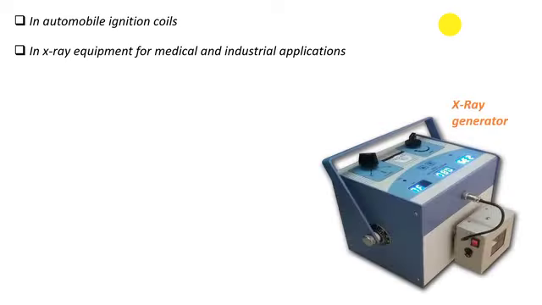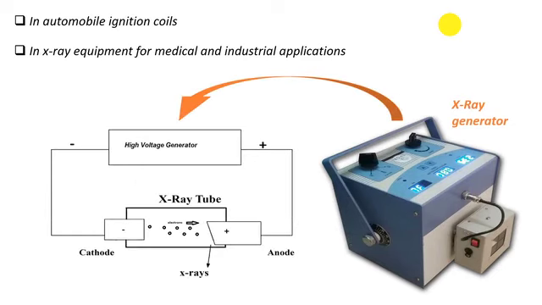High voltage is also used in X-ray equipment for medical and industrial applications. High voltage is very important for X-ray generation, as commercial power is commonly available at 220 volt or 440 volt. But an X-ray system requires very high voltage for X-ray generation, commonly in the range of 5 kilovolt. So an X-ray generator is used. When high voltage is placed between anode and cathode, the electrons from the cathode strike the anode, releasing the X-ray. This is a simple operation of an X-ray generator.